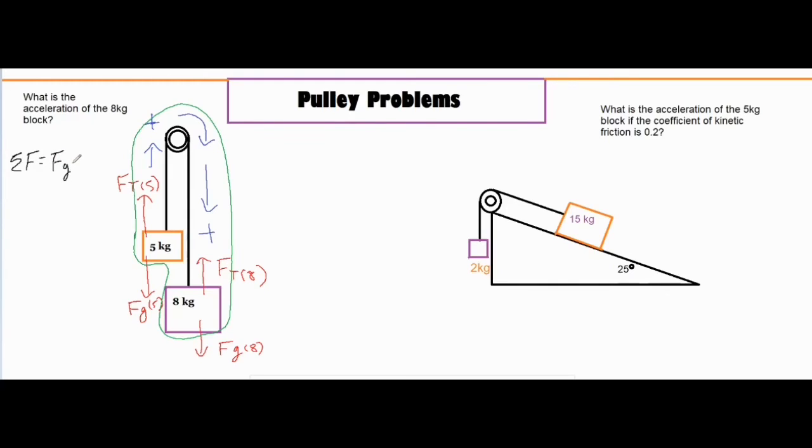So if I draw my sum of the forces, my sum of the forces are FG8 minus FG5, and that's going to equal M times A. Okay, so I'm going to go ahead and plug in my numbers, plug in my mass, and then solve for my acceleration.